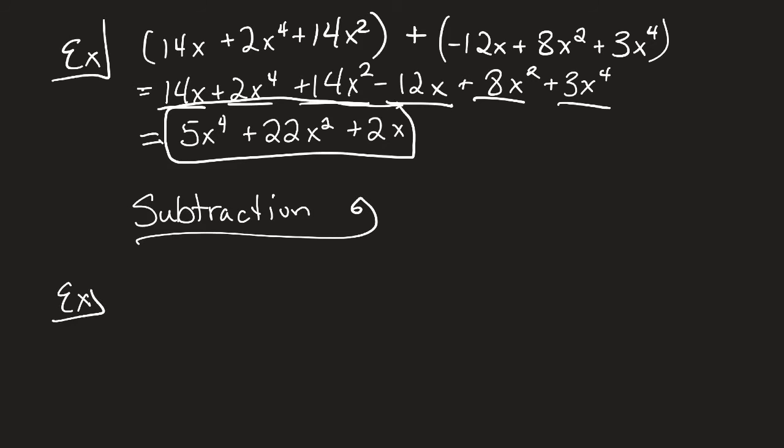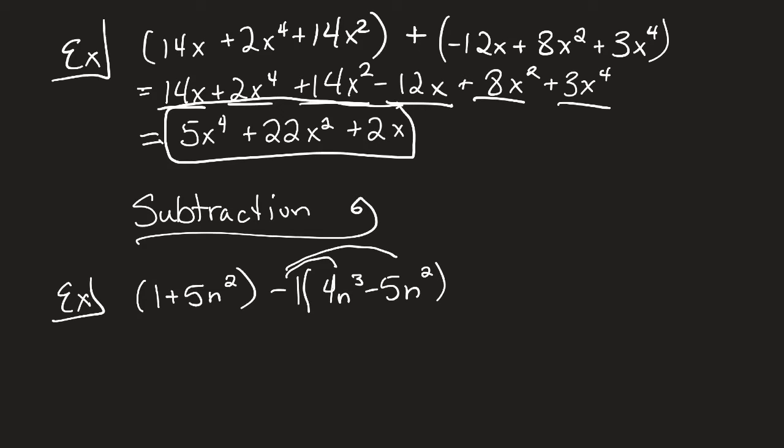So now let's do some examples with subtraction. So if we have polynomial 1 plus 5n squared, and we subtract polynomial 4n cubed minus 5n squared, this is a little bit more involved than adding polynomials. So this negative is the same thing as minus 1 times, so you'll need to distribute that through. So you have 1 plus 5n squared minus 4n cubed plus 5n squared.